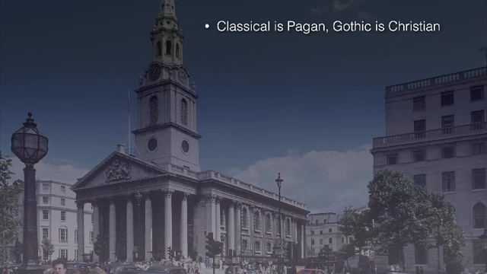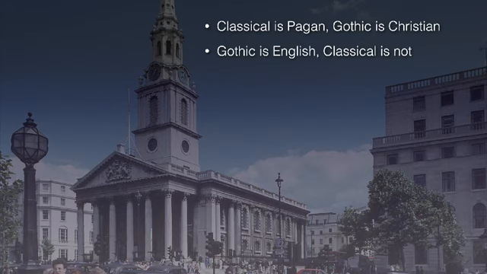First of all, classical was seen as pagan, whereas Gothic was seen as Christian, because Gothic, of course, was invented during the Middle Ages, a Christian era. Classicism was invented in ancient Greece and Rome, a pagan era. Gothic was seen as English. Classical was not. Classical was understood as European, specifically Italian. And of course, any Italian architecture to a 19th century Englishman has this sort of whiff of popery that they wanted to avoid at all costs. So classicism is seen with some suspicion because of that.